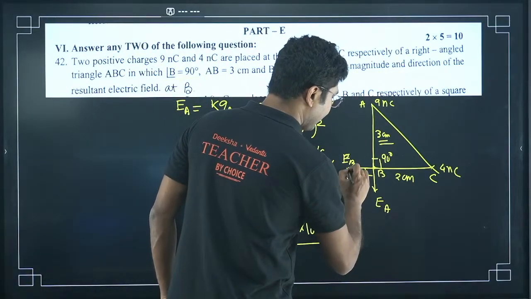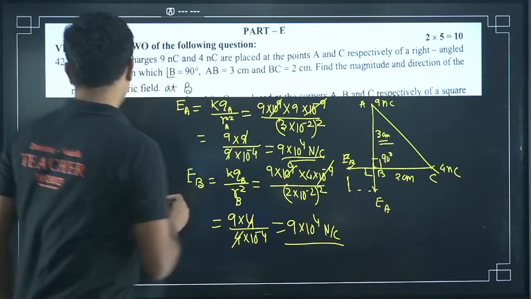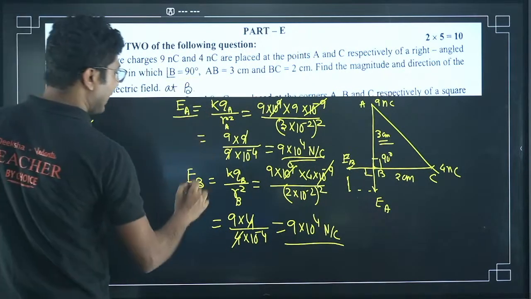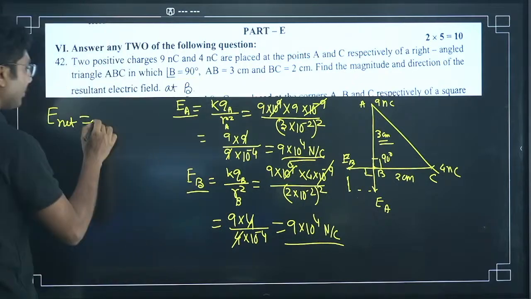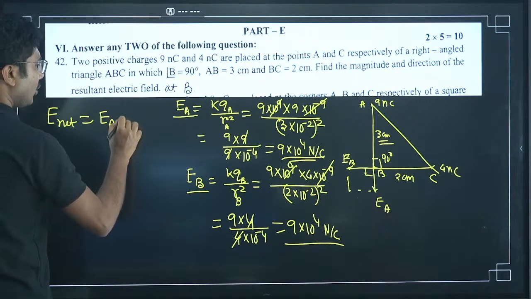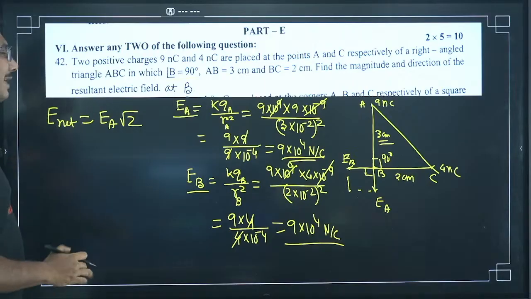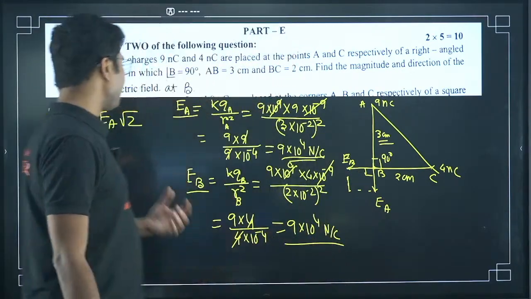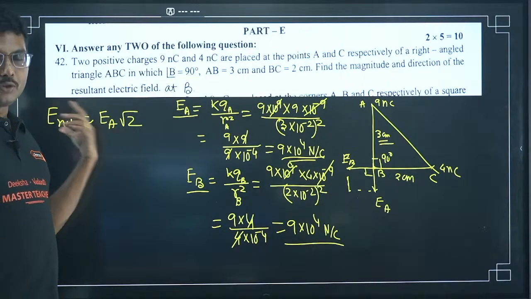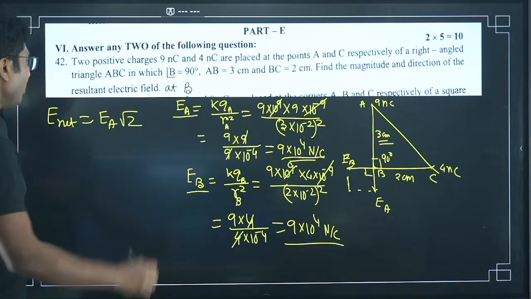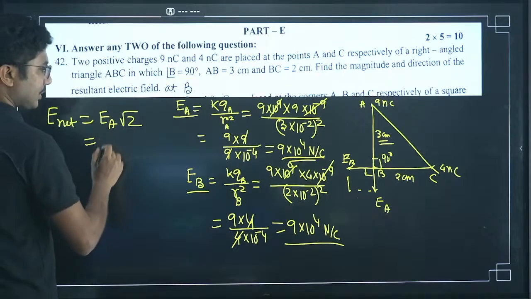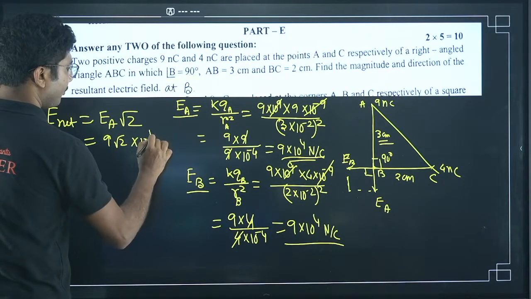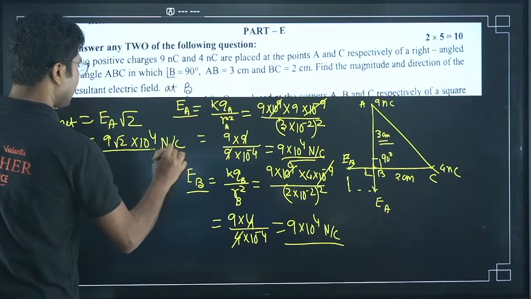So their magnitude is very simple. Their magnitude is given by the net electric field. You can take any EA or EB, both are equal magnitude wise. So you can take that EA root 2. When two equal vectors are at right angle, their magnitude is given by the magnitude of any one of the vectors times root 2. So just put 9 into root 2 into 10 to the power of 4 Newton per coulomb. This is the resultant electric field.